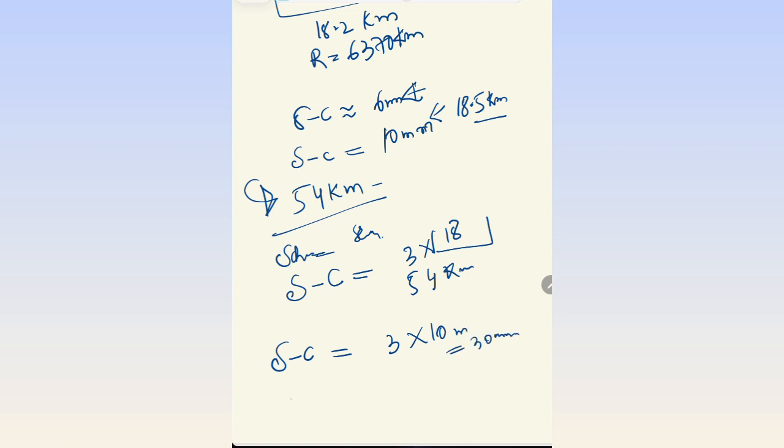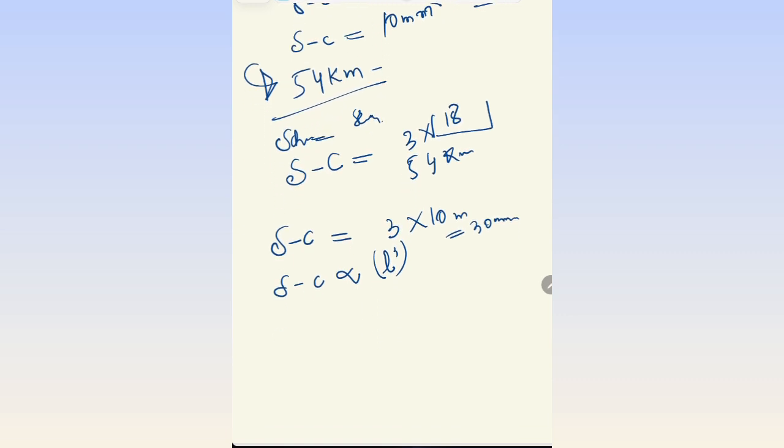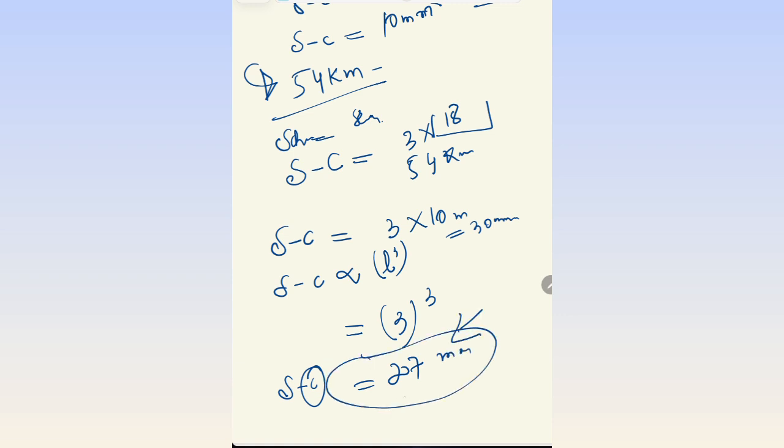It's actually s minus c, as I already said, it is directly proportional to arc length cube. As the length has already increased by 3 times, it should be proportionate as 3 cube, that is 27 mm. So the actual answer is not 30 mm, the actual answer is 27 mm.